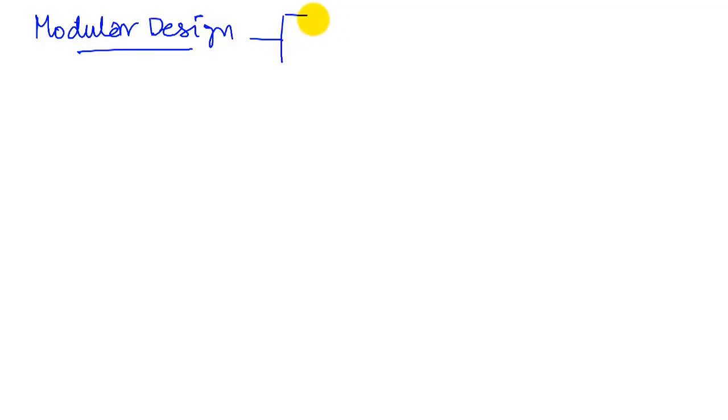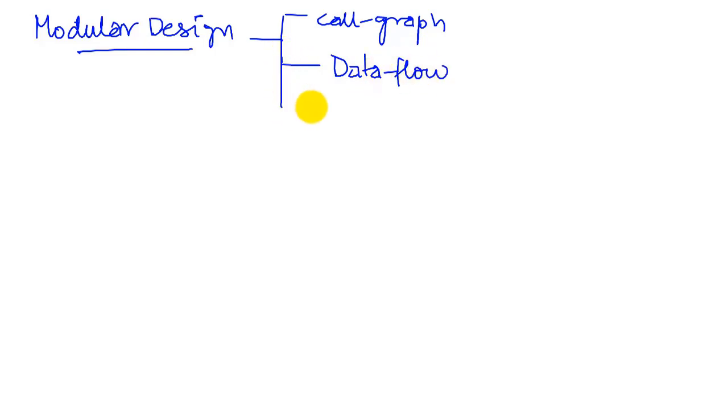So in this module, we're going to look at the game from a modular design standpoint. What we mean by that is we will design our system using three important tools. The first one will be a call graph. The second will be a data flow graph. And the third will be a low-level detail of flowcharts.